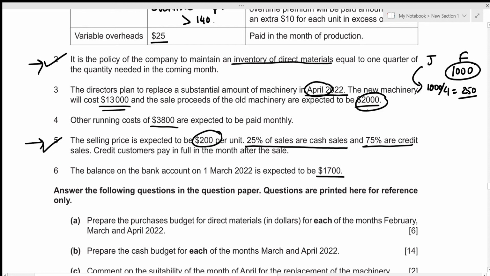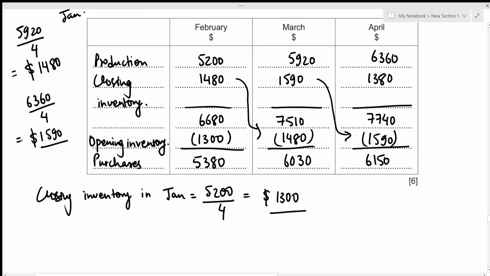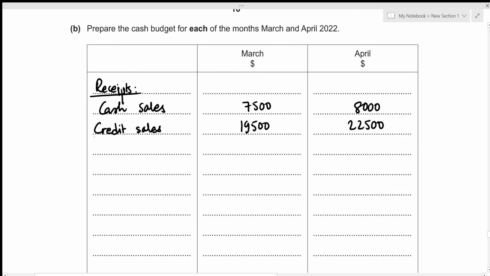Let's write it down in our receipt section in the cash budget under the heading of sale of machinery. That's sale of machinery, and this is in the month of April. We will be receiving 2,000. Okay, so this concludes our receipt section. Let's figure out the total receipts.